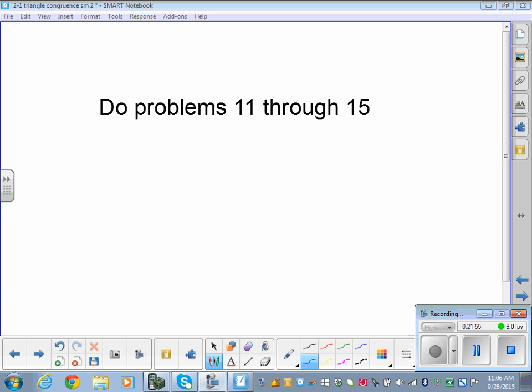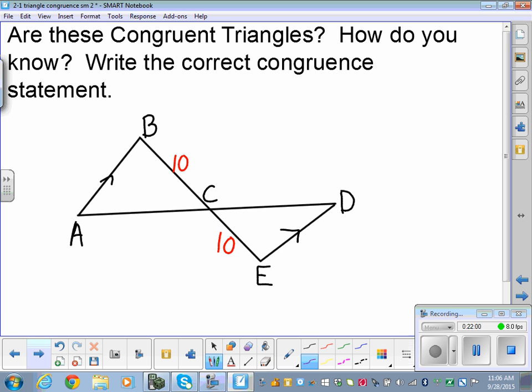Now watch carefully and ask. So I don't want you working on the worksheet. You'll be lost on the next part. So I'm just going to do a few more. So let's decide. Are these triangles congruent? How do you know? And then we're going to write a congruent statement.